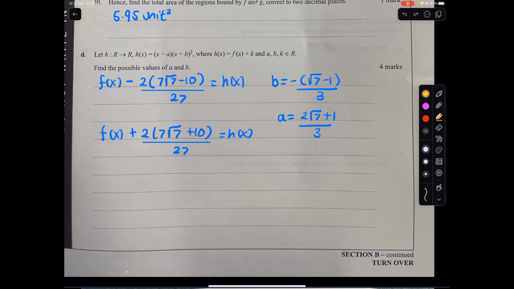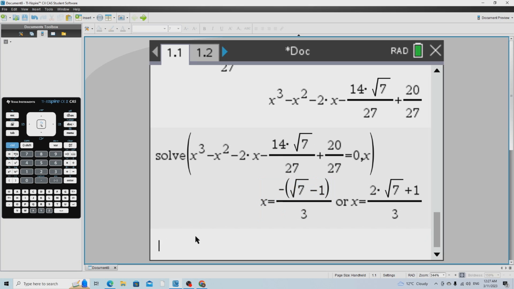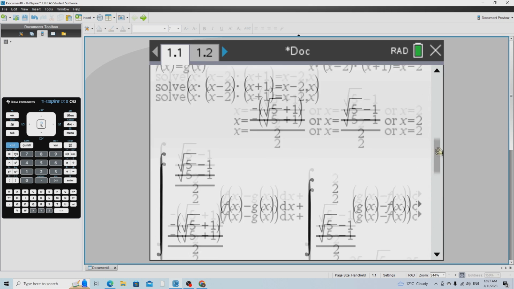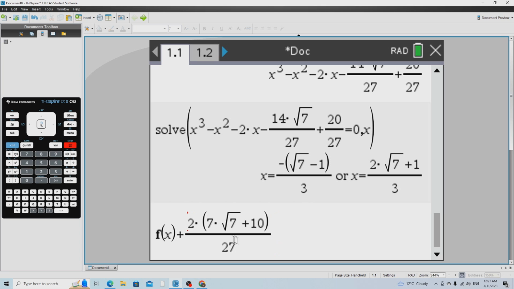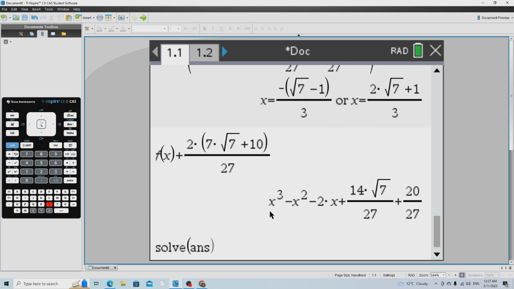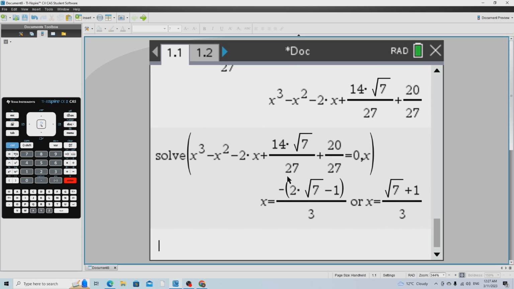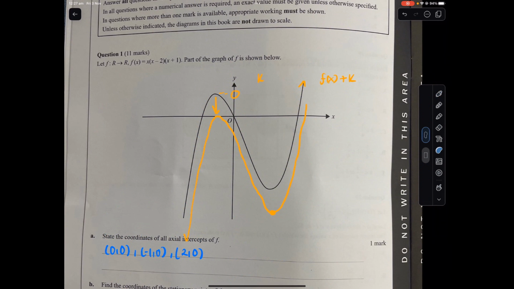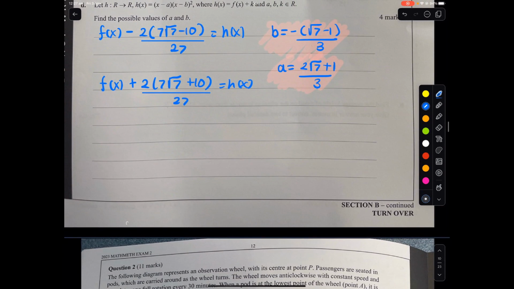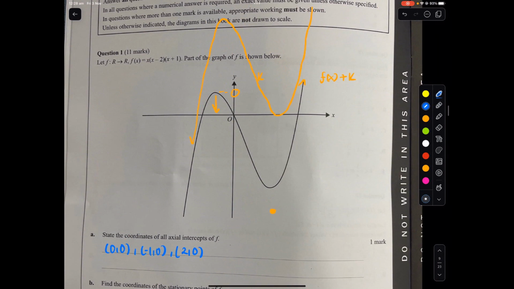Wow, it's very shallow. But yes, these are your two. We also have to write the other case, so let's do the other case too. We said f of x plus the other one. If we go up here, which is this one over here, we want to add this, and we solve answer equals 0, x, and we get this. And our b, squared for this one, remember, going up it's going to be the positive one, which is x equals root 7 plus 1 over 3. So your b is root 7 plus 1 over 3, and your a is negative 2 root 7 minus 1 all over 3, if I'm not mistaken. Is that right? So the b value, yep, we translated it up.